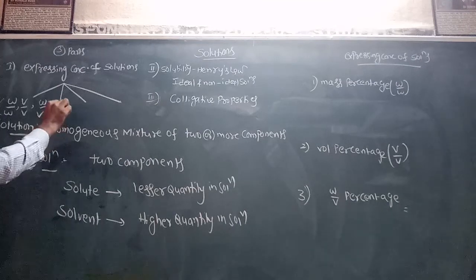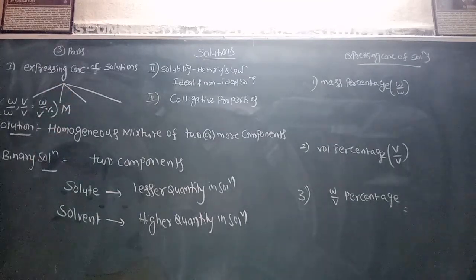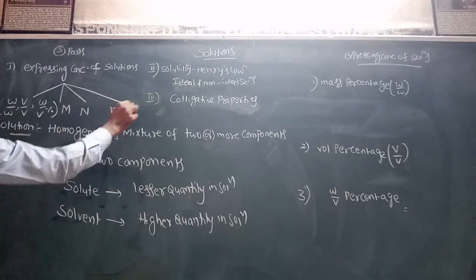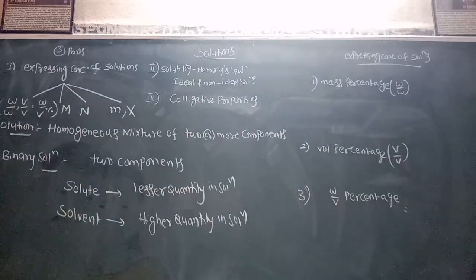Then the second one is molarity. It is very famous. Throughout the laboratory, so many solutions are expressed in molarity concentrations. Then normality, molality, mole fraction. So these are the ways of expressing concentration of solutions in the laboratory. First type is weight by weight percentage, volume by volume percentage, weight by volume percentage. Second one is molarity, third one is normality, fourth one is molality, fifth one is mole fraction. Before going to discuss these terms, what are solutions?